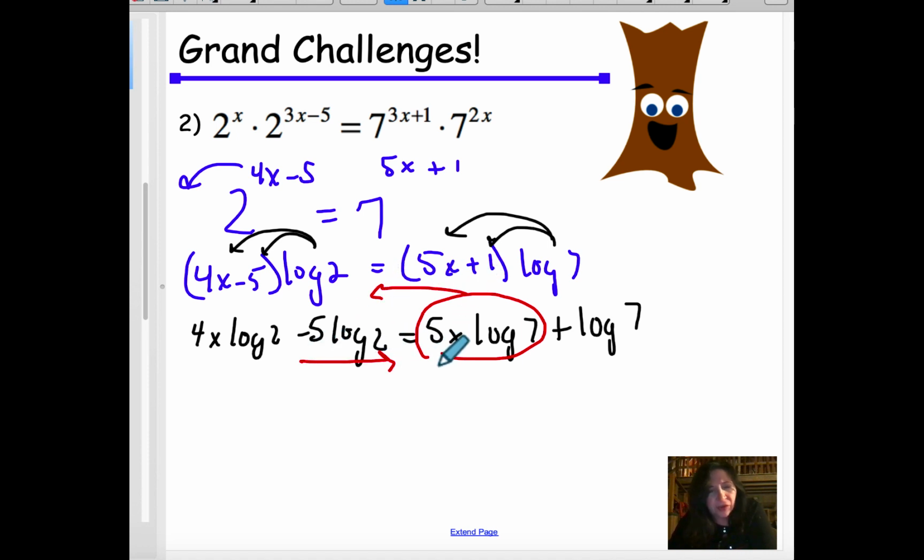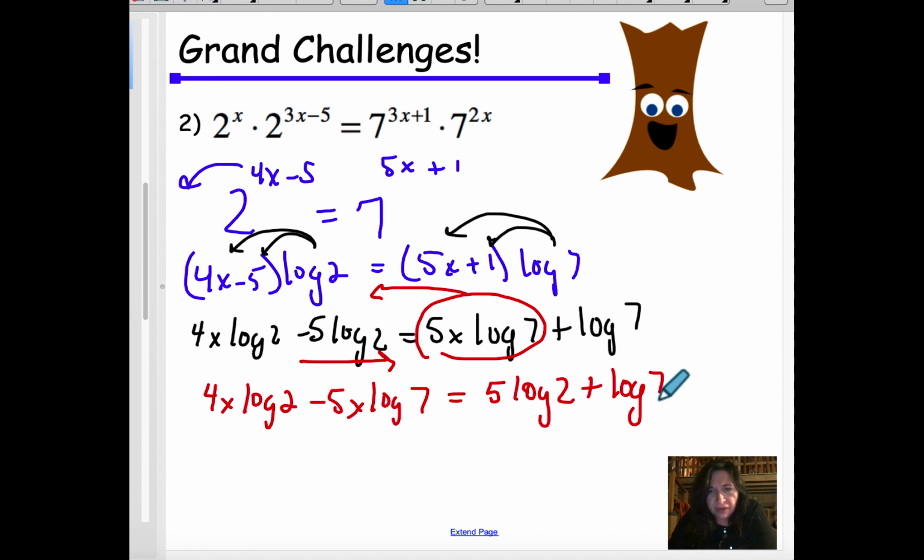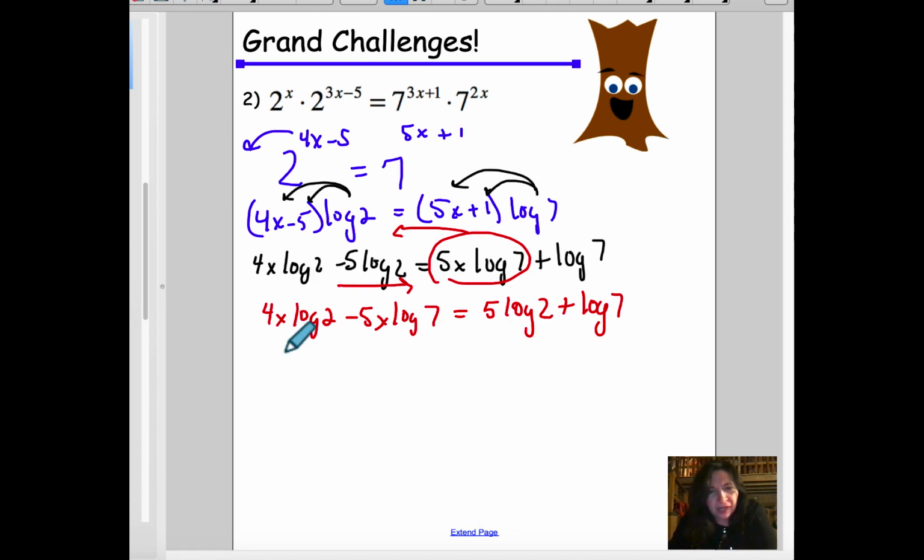And this value is going to go to the right. So we're going to have 4x log 2 minus 5x log 7 equals, this is going to go to the other side. So now it's positive 5 log 2 plus log 7. And so now what's happening is I'm going to try to get my variables, my x, out, because ultimately I want to solve for x.